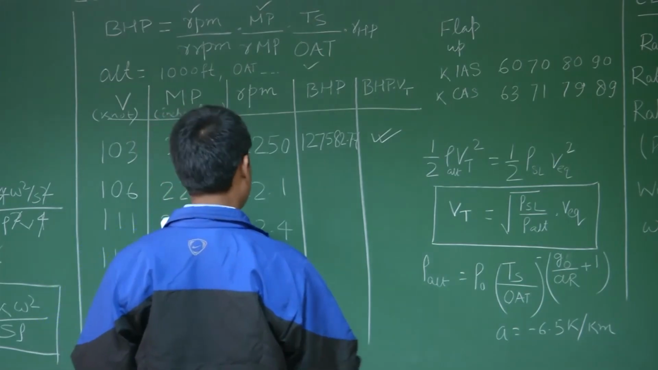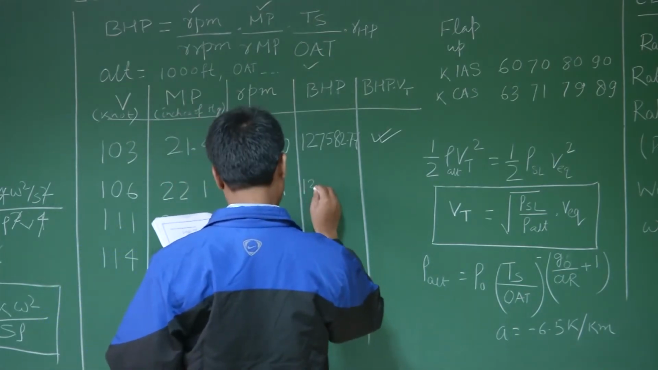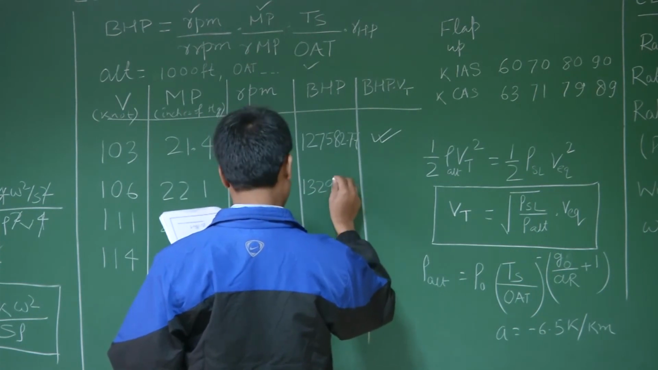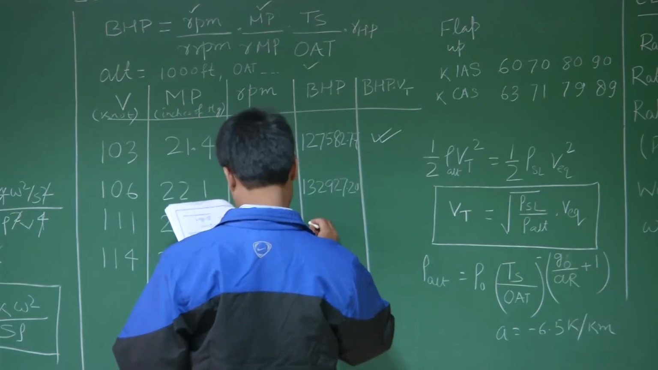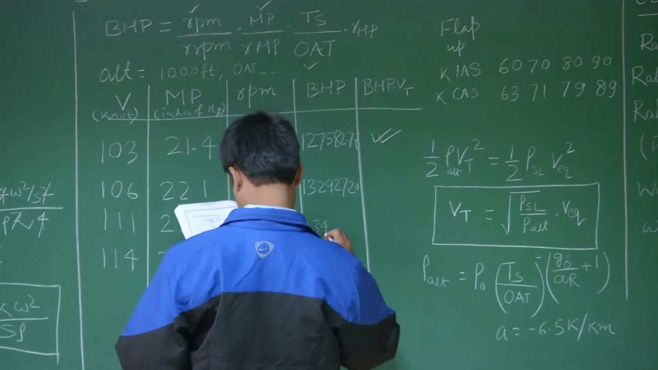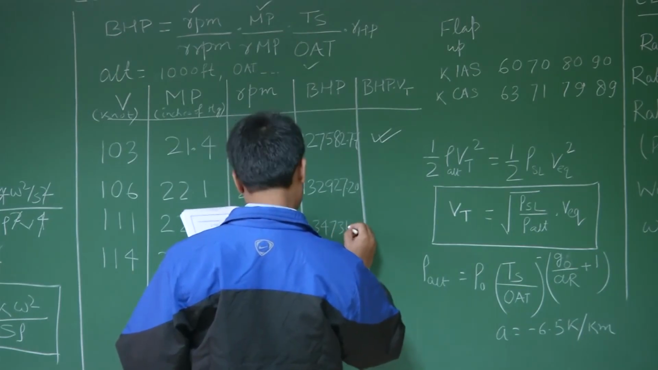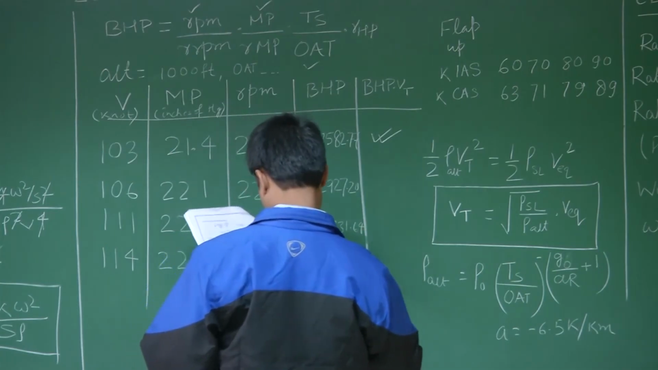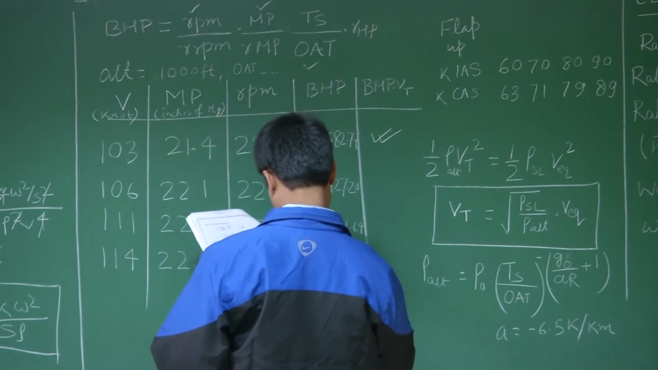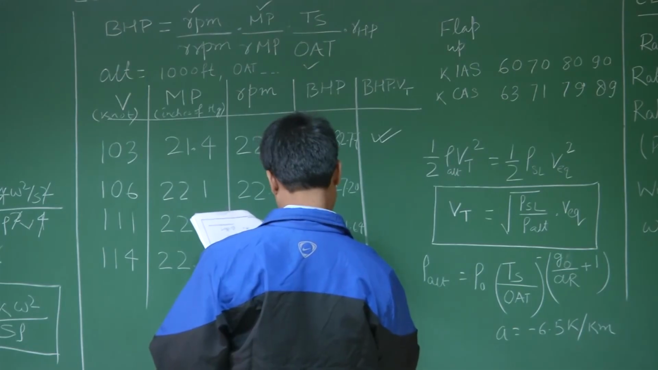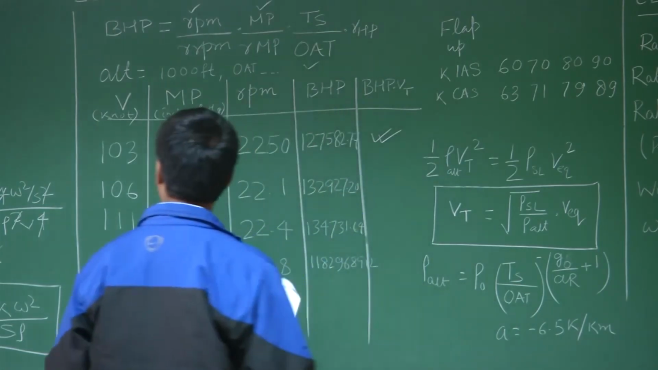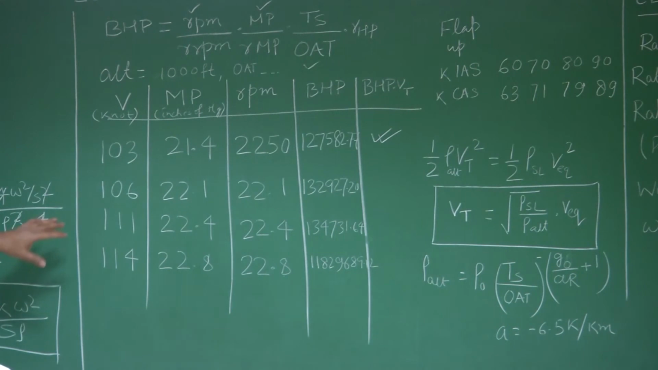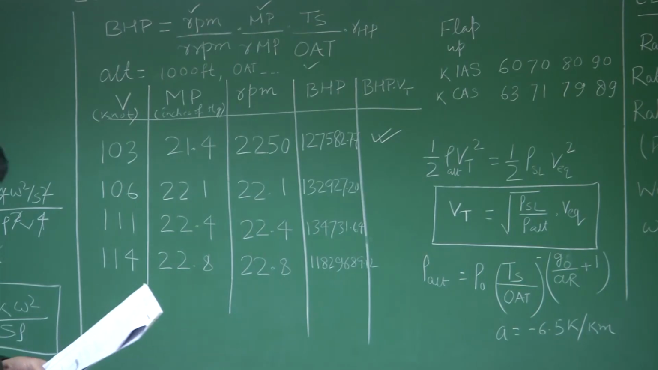And the corresponding BHP values: 1329, 27.20, 134, 731.64, and 11829.689.12. Okay. So with these readings, these are all the flight data recorded during the flying condition. The students have noted down those values.